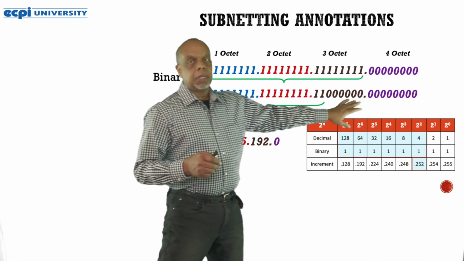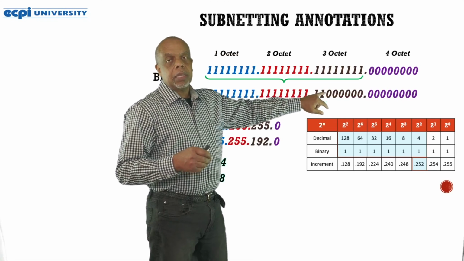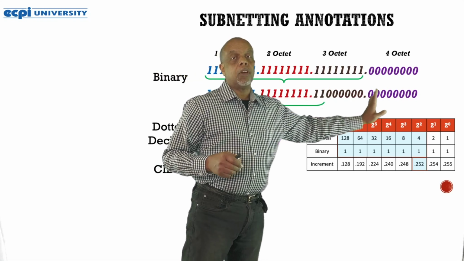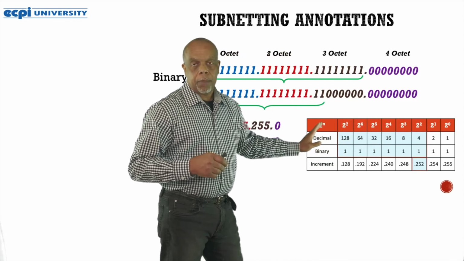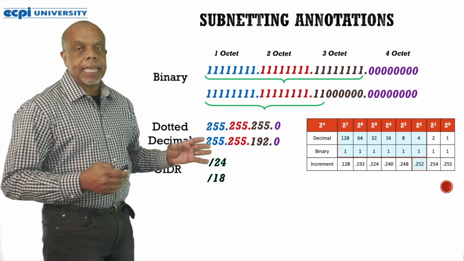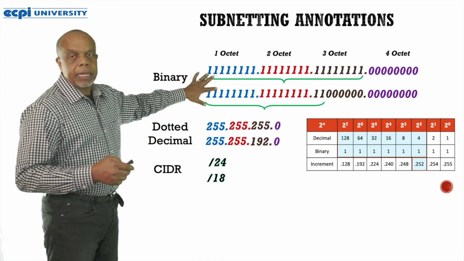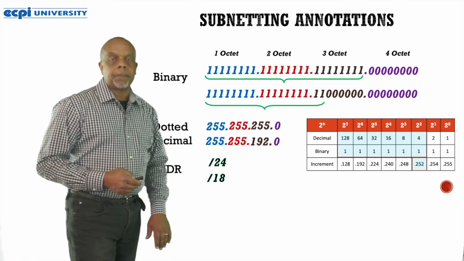And if you did the same thing here, this would be 128, 256, and you keep counting out, and this would give you a whole lot of hosts if you count all of those zeros, and if you kept going. So that is how we do subnet masking annotation, right? Whether it's binary, whether it's dotted decimal, whether it's CIDR, it's all the same.